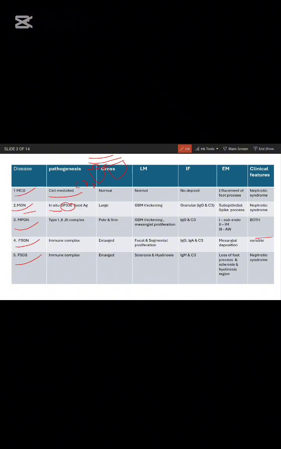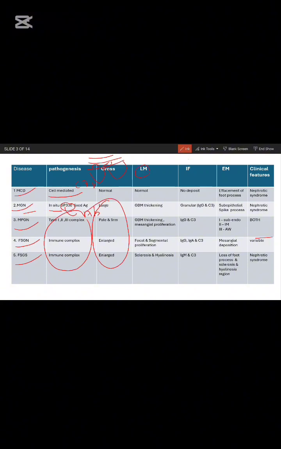In some cases of autoimmune disease, this glycoprotein 330 acts as an antigen, against which antibody is produced, and the antigen antibody reaction occurs and the immune complex gets deposited in this region. MPGN, FSGN and FSGS are all immune complex mediated. Grossly, in MCD the kidney looks normal, but in these four the kidney gets enlarged.